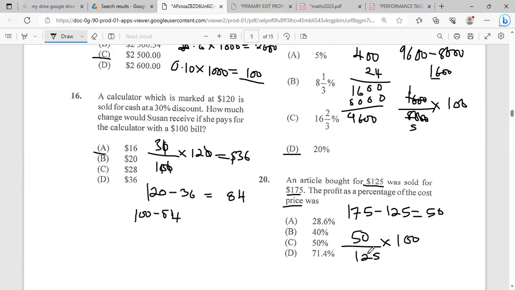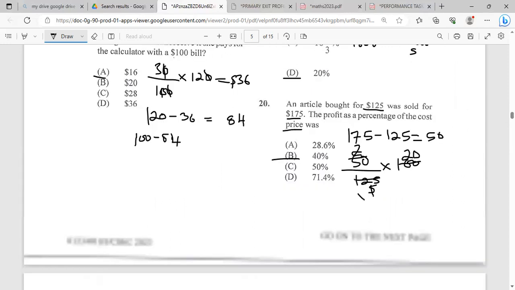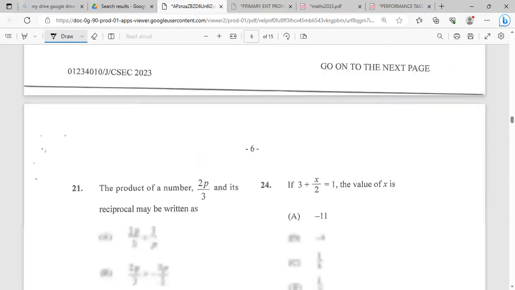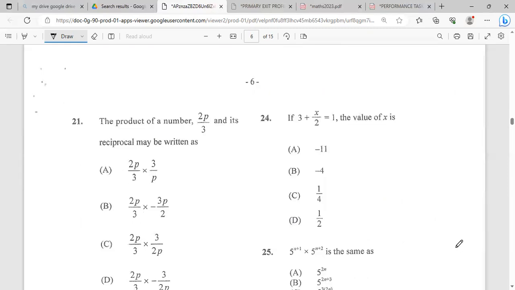All right, we can use 25 into this 2, 25 into this 5, 5 into 5, 1, 5 into this, what, 20? 2 times that, 40%. All right, let's move on to 21. The product of a number 2p over 3 and its reciprocal may be written as, now the reciprocal of this is to flip it, so it's going to be 3 over 2p, and the product means to multiply. So we are looking for something like this. So 2p over 3 times 3 over 2p. So that would be C.